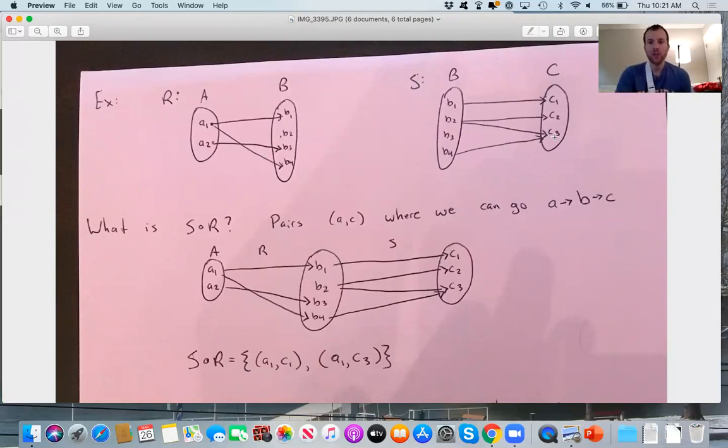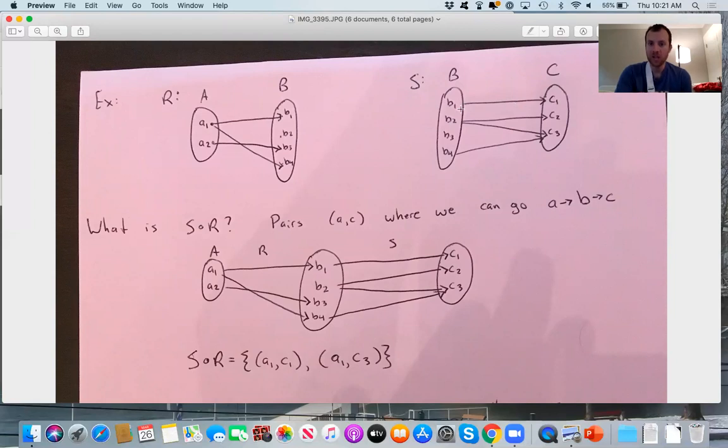So here we have two relations. R is a relation from A to B, and it has these arrows as the things in A related to things in B. And S is a relation from B to C, where the B in it, that's its first set, is the same as the B from the second set.